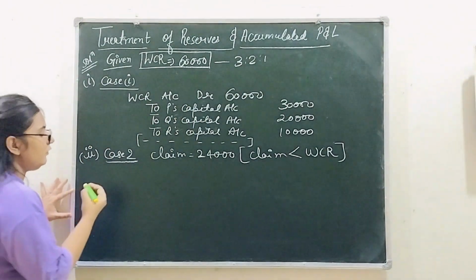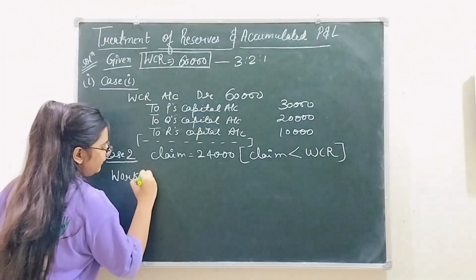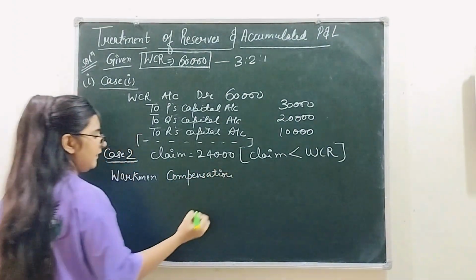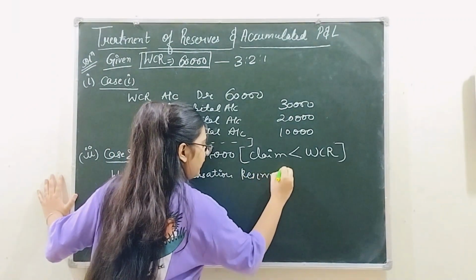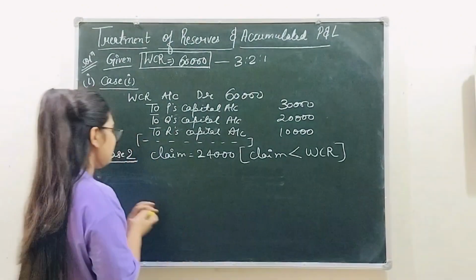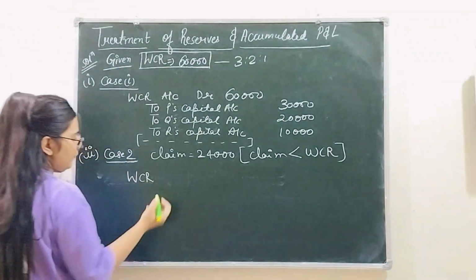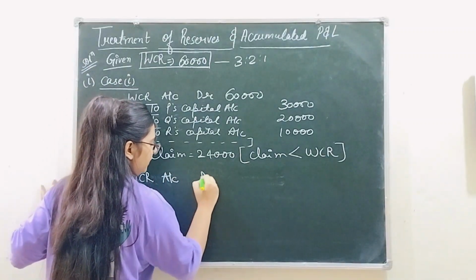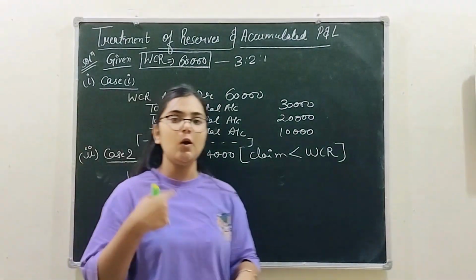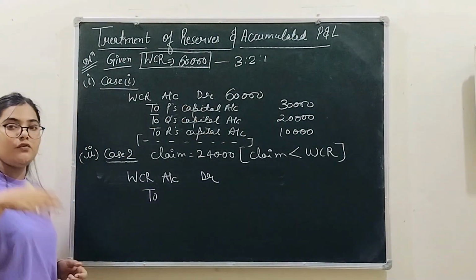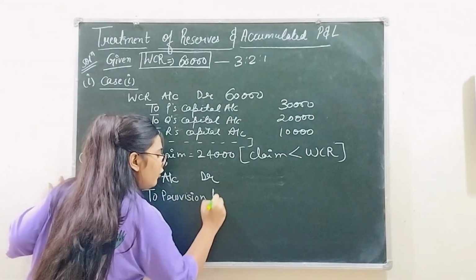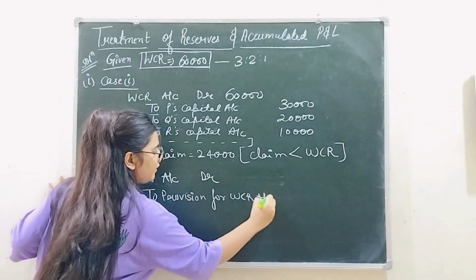Now what we are going to do: first of all, we are going to write workman compensation account debit. Let me write it as a small abbreviation. Right, now there is a claim. For that claim, just recall what I have told you, we will use the words provision for workman compensation reserve. To provision for workman compensation reserve account.